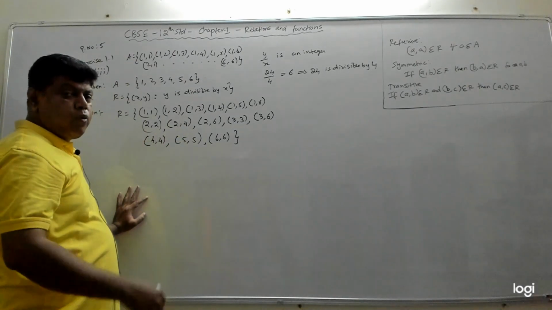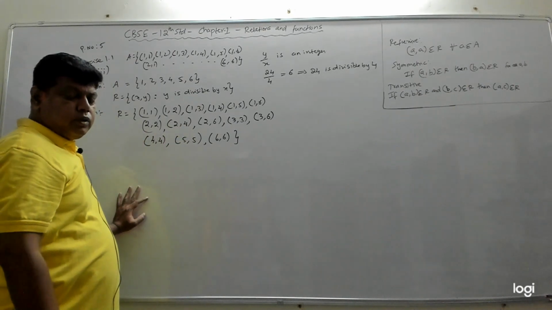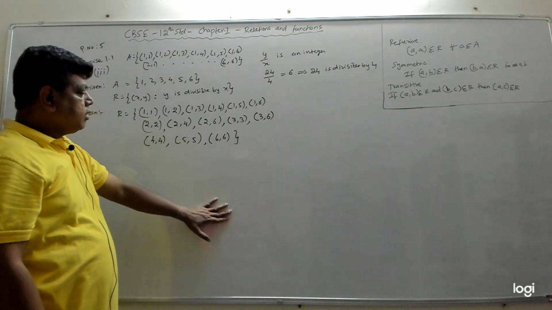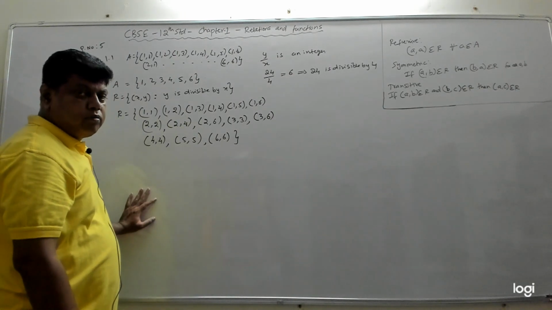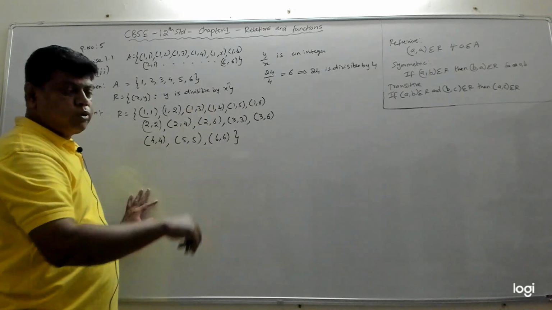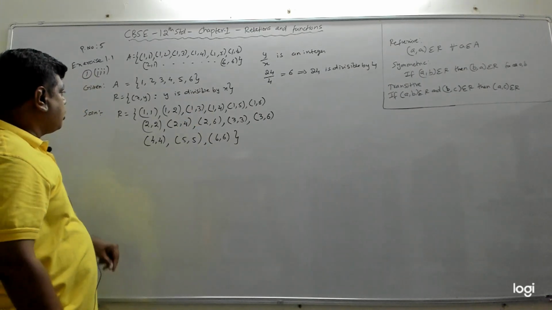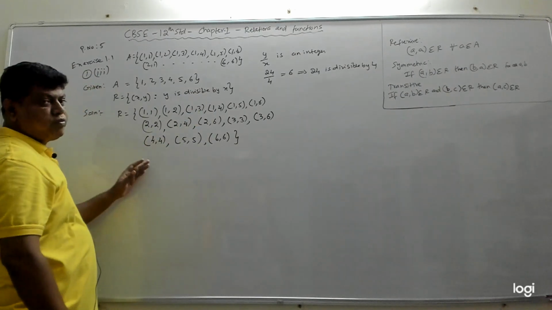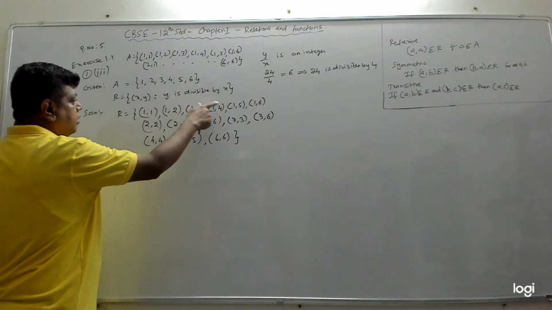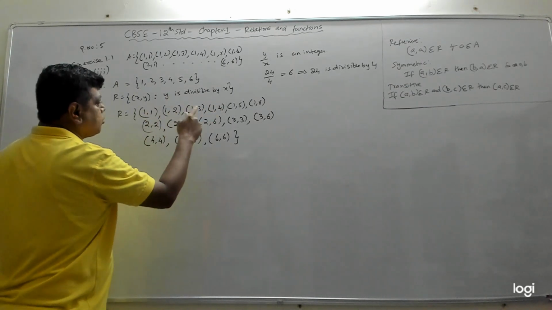That is one way. Or we can also write a general proof to show that it is reflexive. So how do we write a general proof? A general proof is sometimes easy, because here you have checked 1 comma 1 is there, 2 comma 2 is there, 3 comma 3 is there.